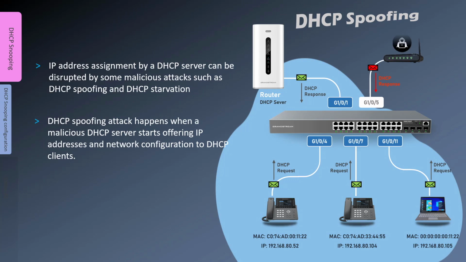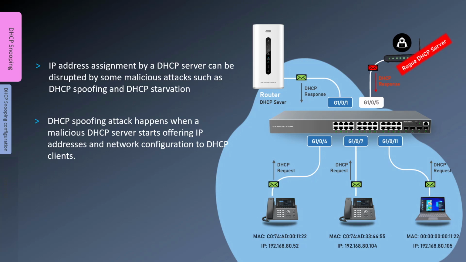A DHCP spoofing attack happens when a malicious user connects a rogue DHCP server in the network to start offering IP addresses and network configuration to DHCP clients. This type of attack is done to redirect host traffic towards a malicious gateway for the purpose of intercepting traffic. It can also lead to other network issues such as IP address conflict, DNS poisoning, and incorrect network configuration.